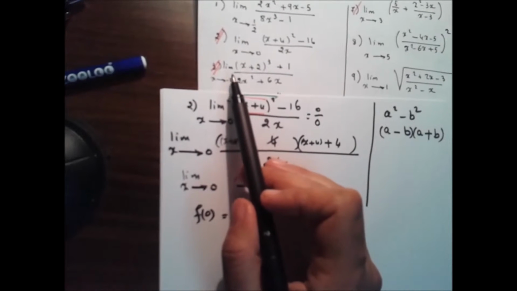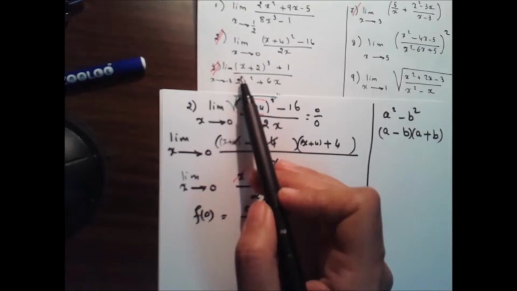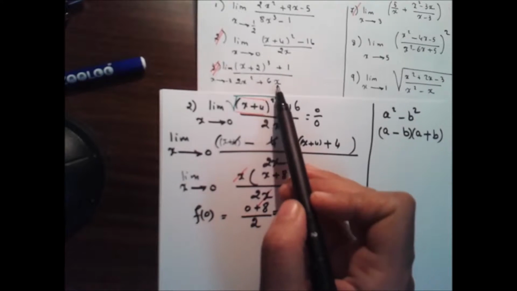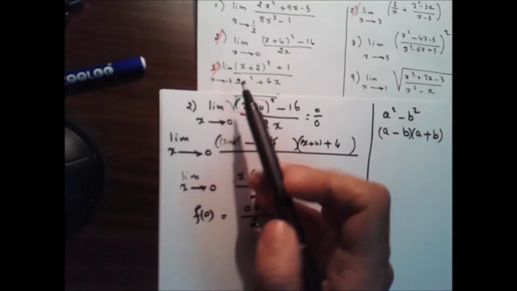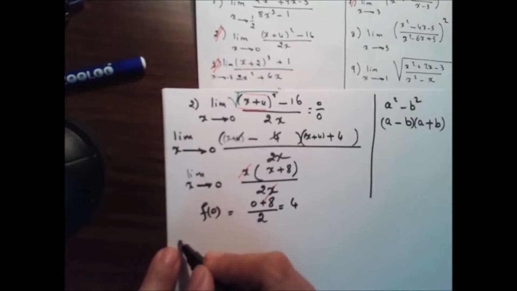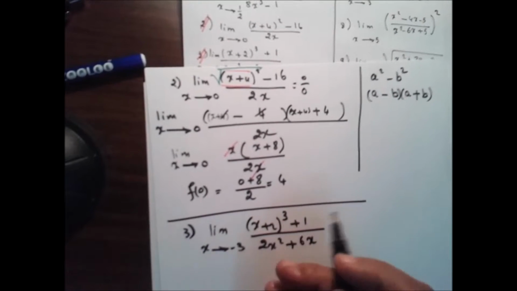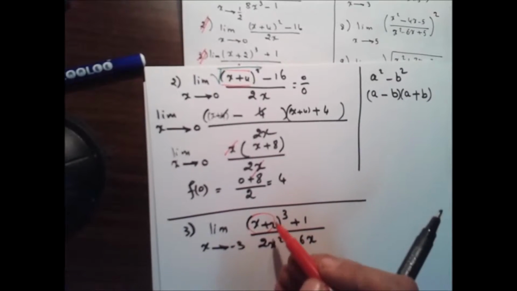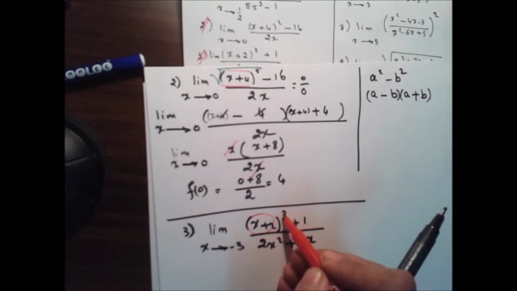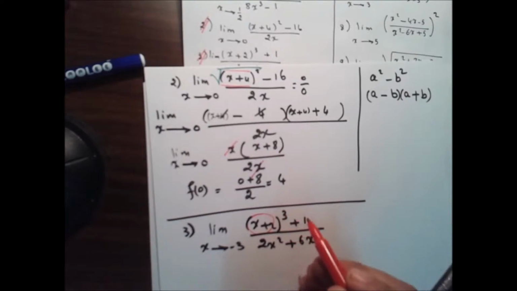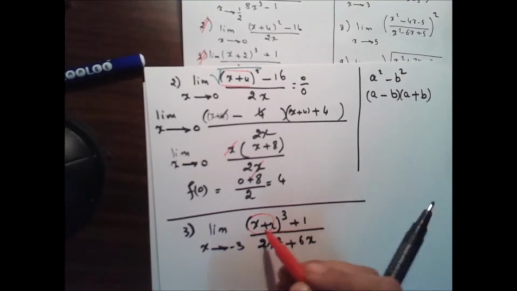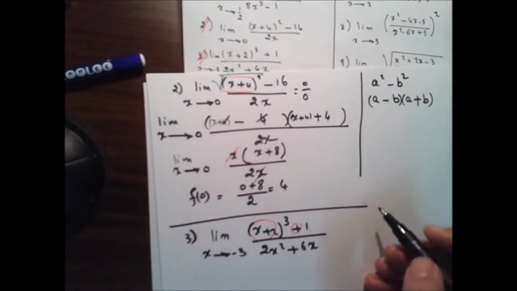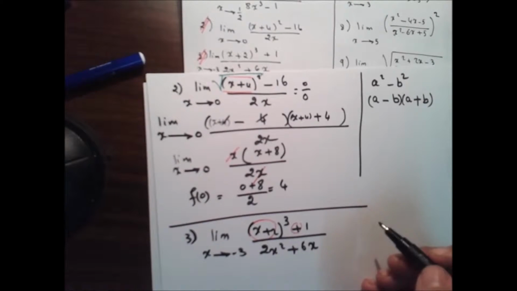Now we're gonna do this one. Limit of ((x plus 2) all cubed plus 1) over (2x squared plus 6x) as x tends to negative 3. In the numerator, we can consider this binomial as one block, as one term, and it's raised to the power of 3. Once you have the power of 3, think of a cube. We have two terms, so think of two cubes. We have addition, so this is the sum of two cubes. How do we factorize the sum of two cubes?